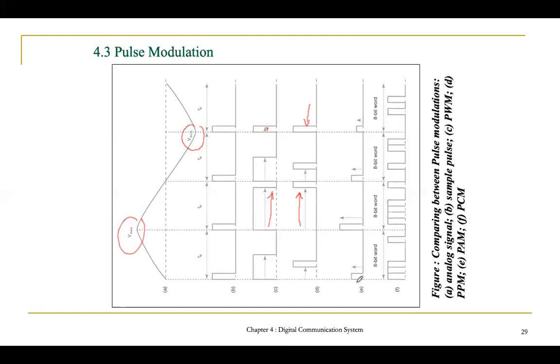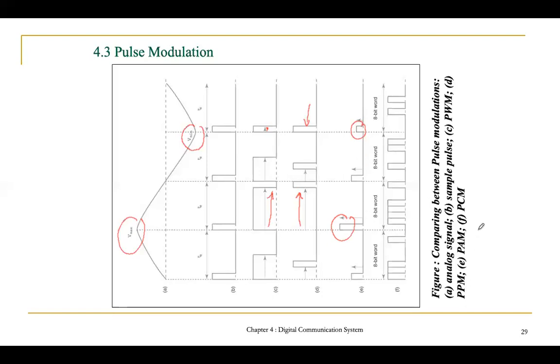And the third one is pulse amplitude modulation. Meaning the parameter that is changing is the amplitude; the position and also the width of the pulses are constant. So if you look here, the higher the amplitude of the analog signal, the higher the amplitude of the pulses. The smaller the amplitude of the analog signal, the smaller the amplitude of the pulses.